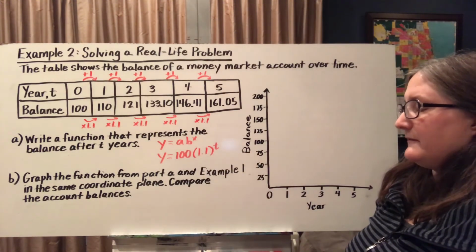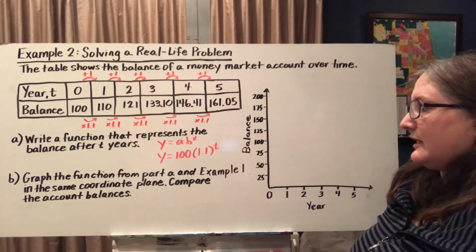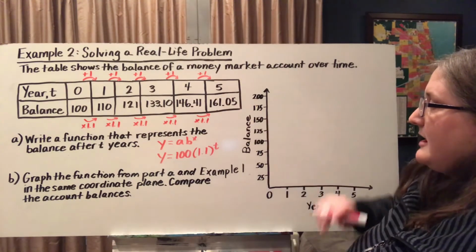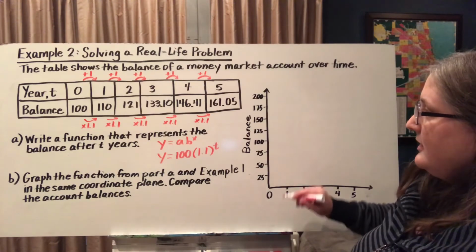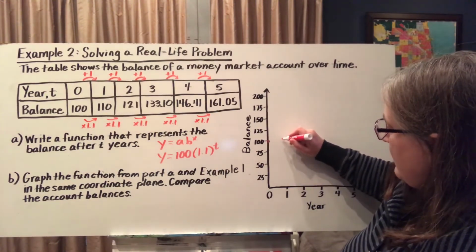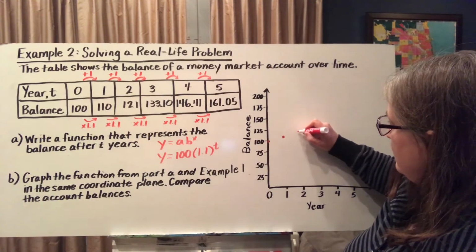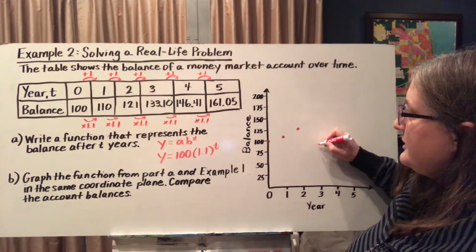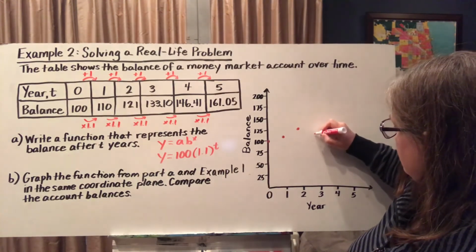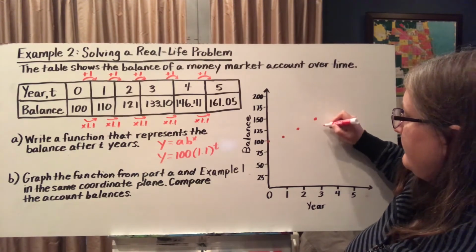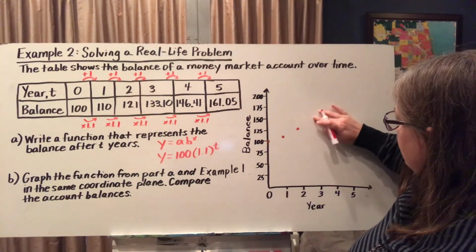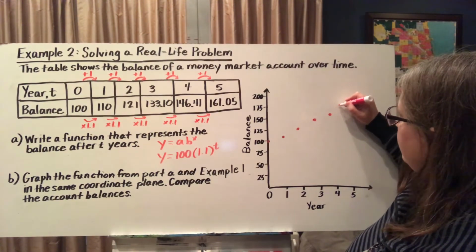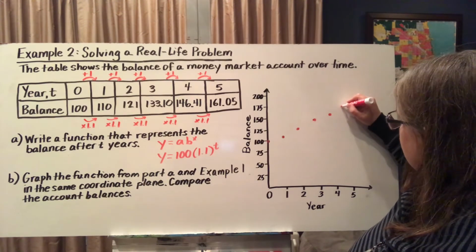Now they want us to graph the information about the savings account and the money market account in the same coordinate plane so we can compare them. Well, this one we already have data in a table, so it's a little easier to graph. 0, 100, 1, 110, 2, 121, 3, 133.10, 4 is 146.41, and 5 is 161.05.